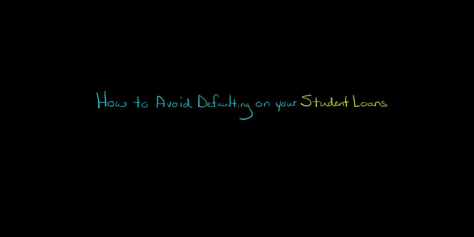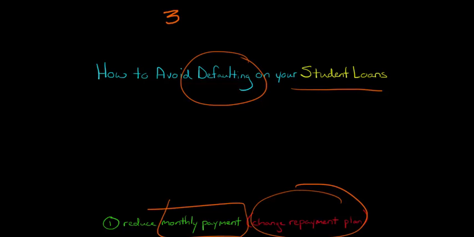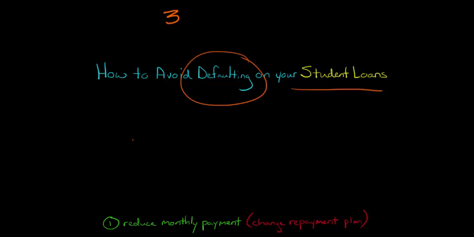In this video, we're going to discuss 3 ways that you can avoid defaulting on your federal student loans. So the first way is to change your repayment plan so that your monthly payment is lower than it currently is. So let's say that you're in the default plan where you have a fixed monthly payment every month for 10 years, right?